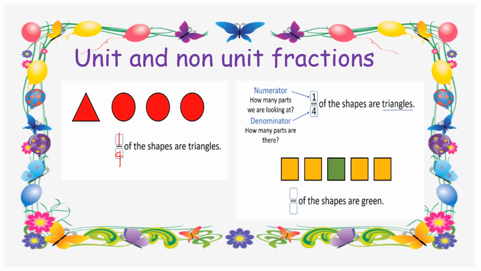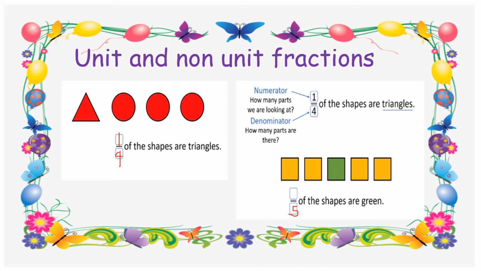What fraction of these shapes are green? As usual, we start with our denominator. Let's count. 1, 2, 3, 4, 5. The denominator is the number of parts, the total number there are. So you have to count all the parts or all the shapes or all the objects that are being shown to you to find the denominator. 1, 2, 3, 4, 5. So I'm going to write my denominator down here as 5.